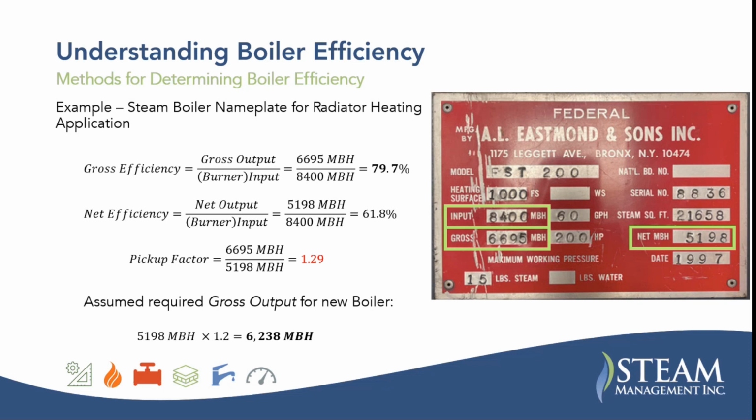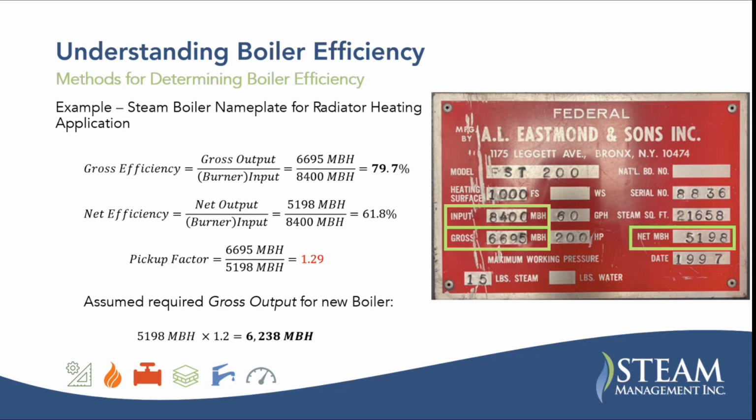Here's an example of a nameplate rating. So you see there's a gross output here, a burner input here, and a net output here. So gross efficiency, you're at 80%. Net efficiency, you're at 61.8%. So to get your pickup factor, you're dividing your gross output by your net output. And so they're using a pickup factor of 1.29.